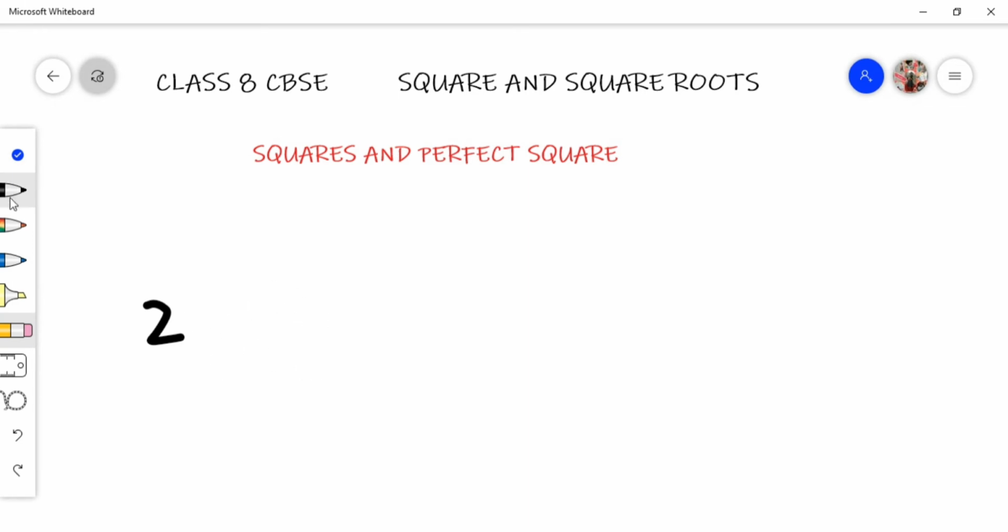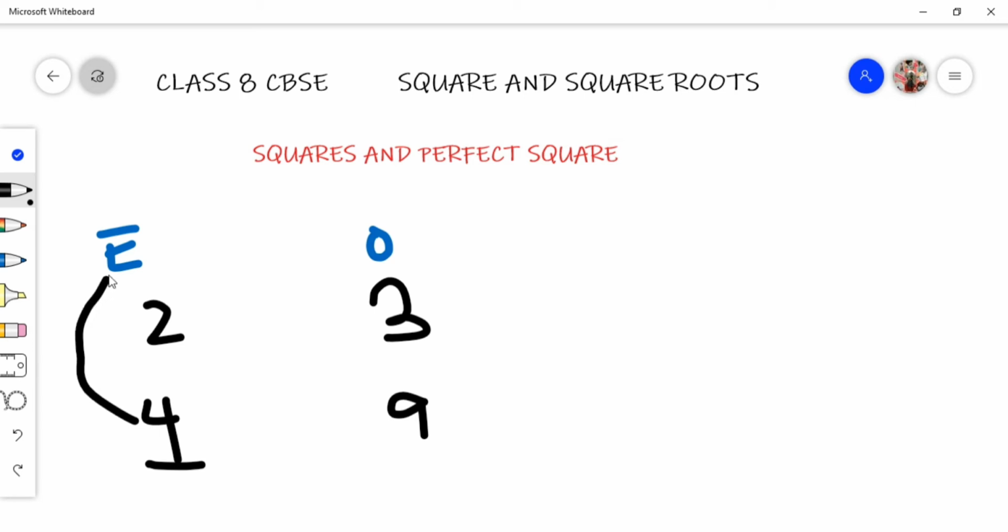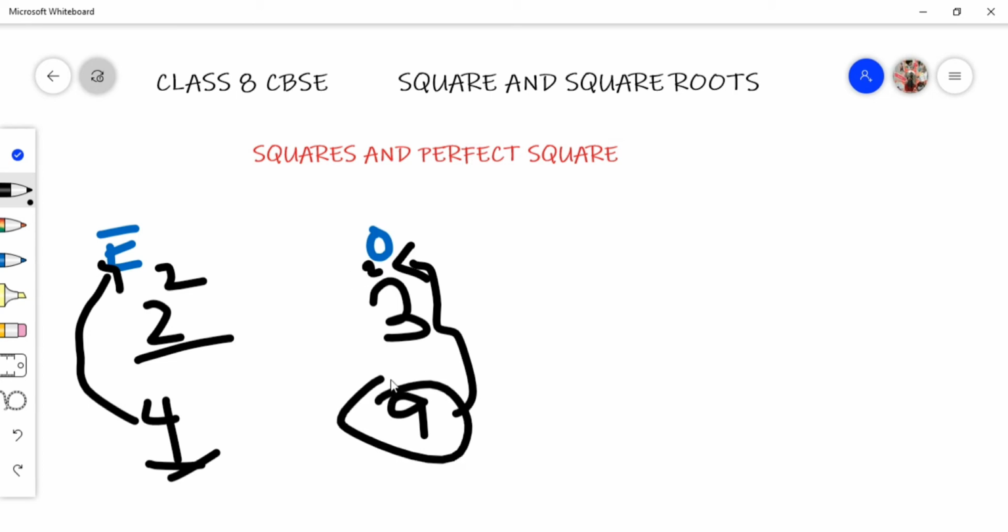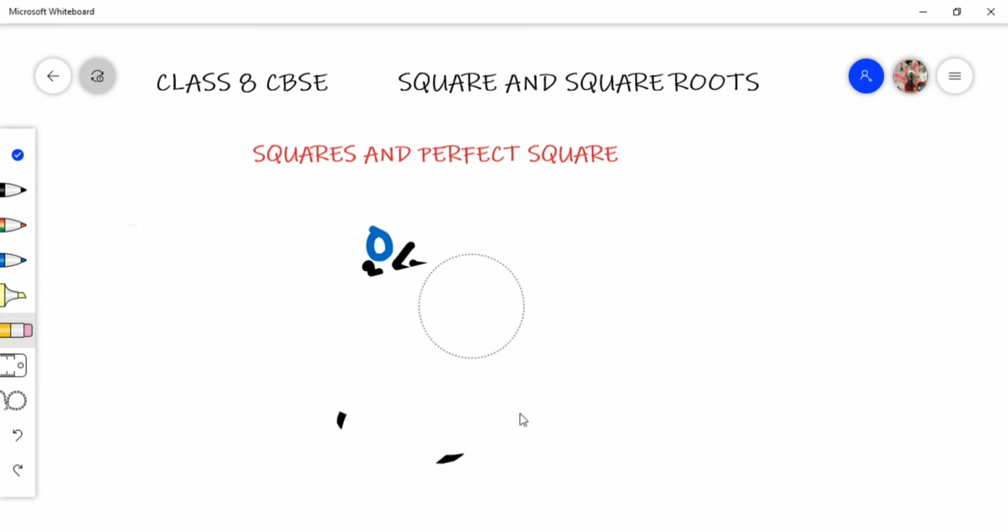2 is an even number and 3 is an odd number, right? This is an even number and this is an odd number. Okay, so let us check. 2 into 2 is equal to 4 and 3 into 3 is equal to 9. So 4 is also an even number and 9 is also an odd number. So that means the square of an even number is always an even number and the square of an odd number is always an odd number. Understood? So let us continue with the sixth property.